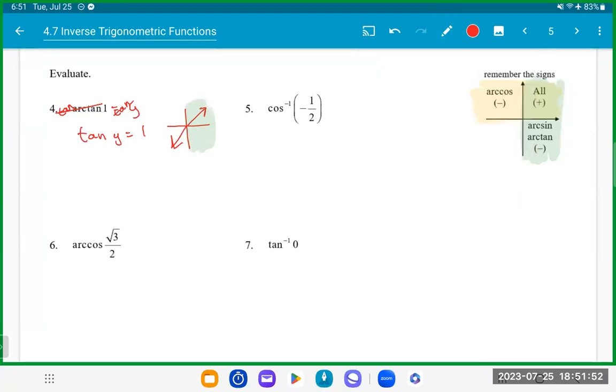And so that happens when we draw this here, tangent 1 over 1. So this has to be square root of 2. That is at a 45-degree angle, or pi over 4. So we know that our y is equal to pi over 4. Okay, question?